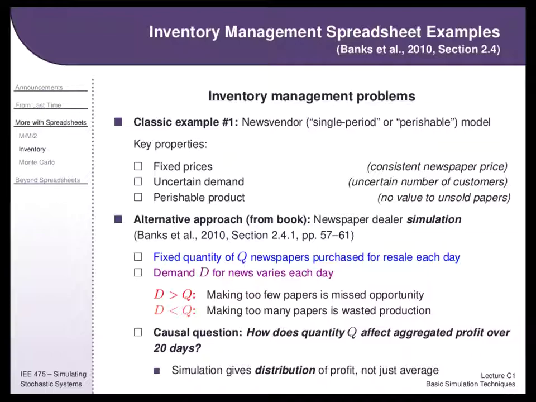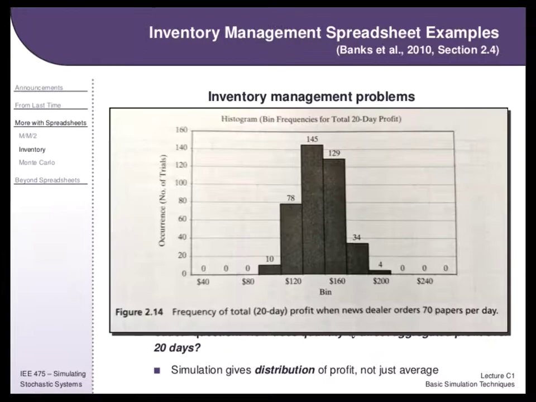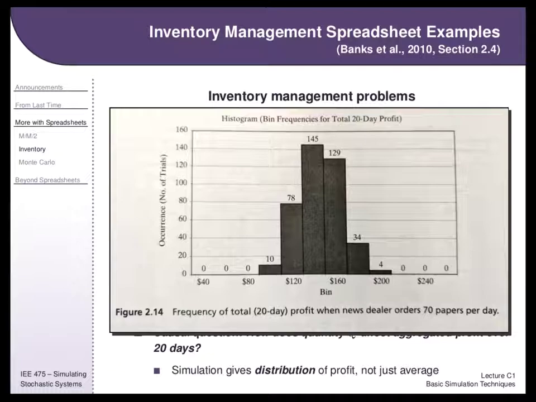Then we can ask the same 470 problem here: how does the quantity Q, how many we buy, affect our profit over 20 days? Already things are getting a little interesting because we can now say over 20 days. It's not something in the limit, we can actually have a time horizon. The other thing is we can solve for a distribution and not just an average. So rather than saying what is our average profit, we can have a distribution of profit. We can see that there are some universes where we make $200 in profit after 20 days, and other universes where we only make $80 in profit after 20 days.